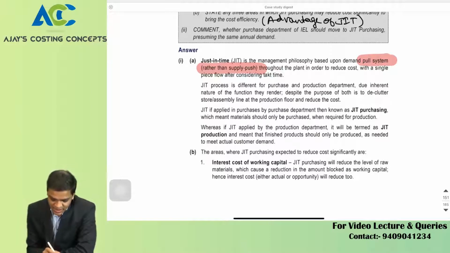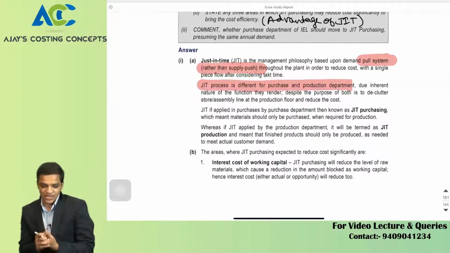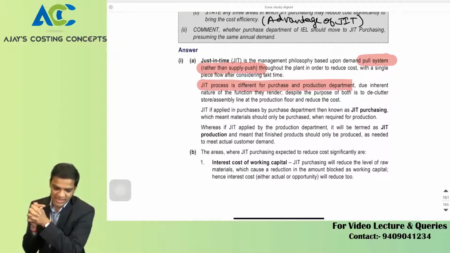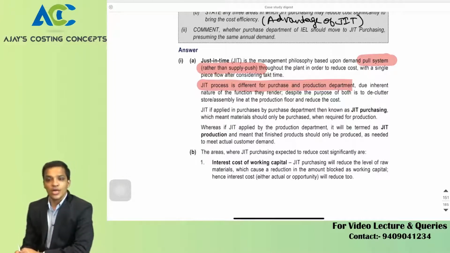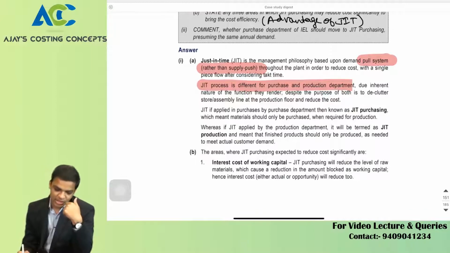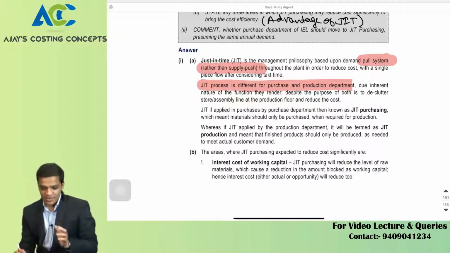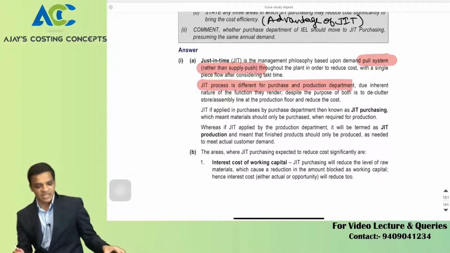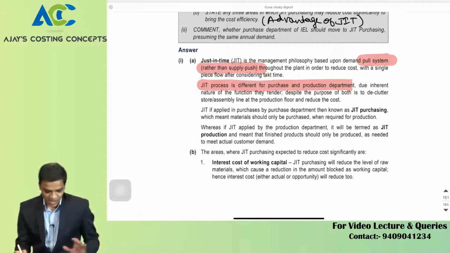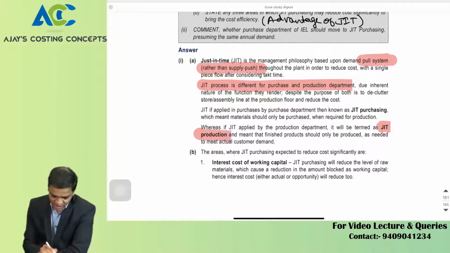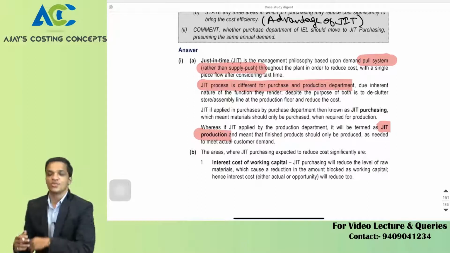Just-in-time process is different for purchase and production due to the inherent nature of the function they render, despite the purpose of both being to declutter the store or assembly line with the production floor and reduce the cost. The ambition, or the output, would be the same, a reduction in cost, right? The clutter is to be broken; we need to declutter the storage as well as the assembly line, which should be directly on the production line. Whether just-in-time is applied by the production team, it is termed just-in-time production, and if it is applied for purchase, it is known as just-in-time purchase, right?